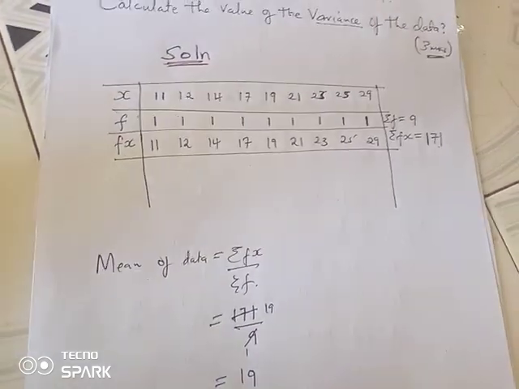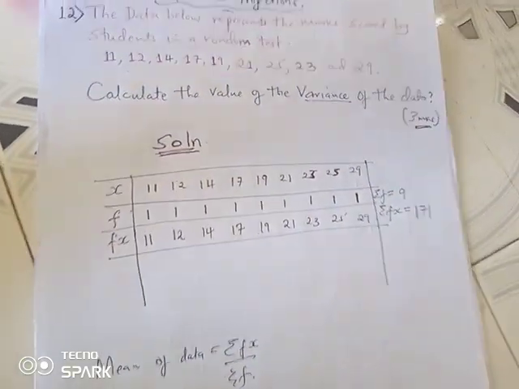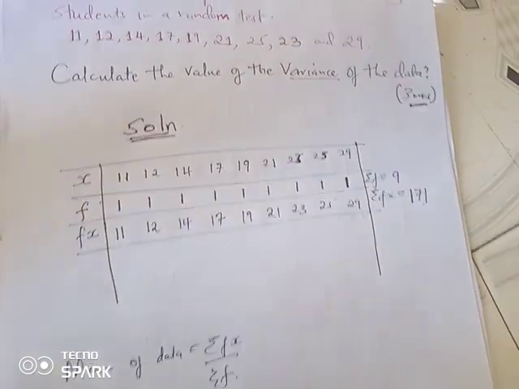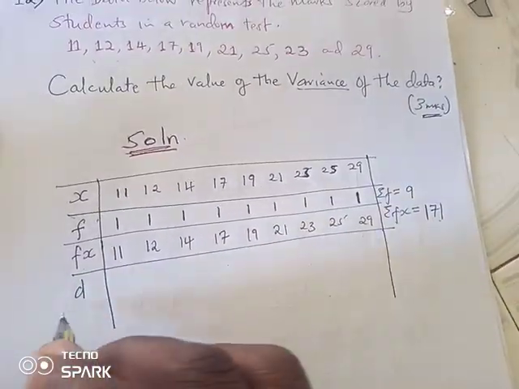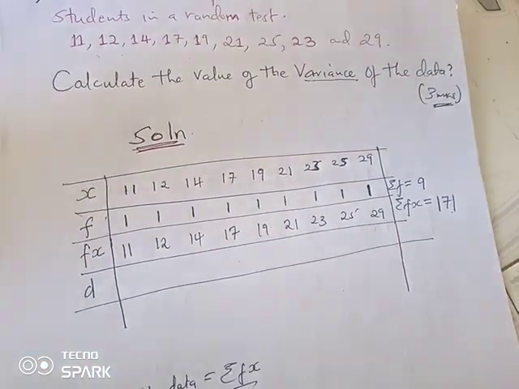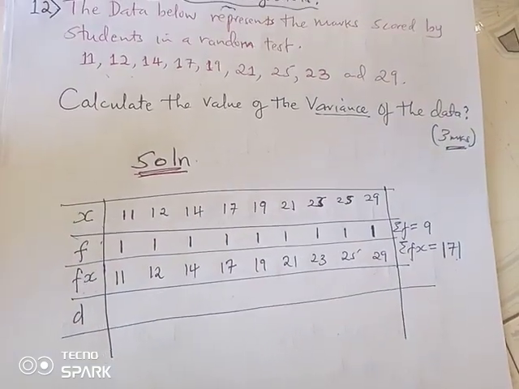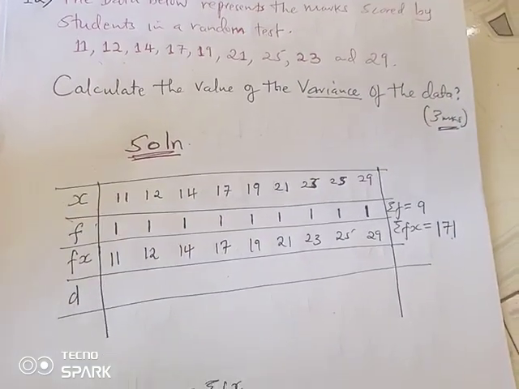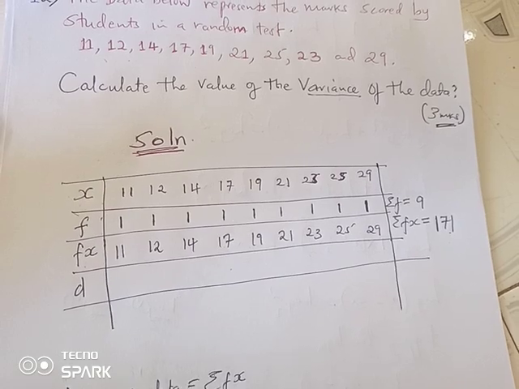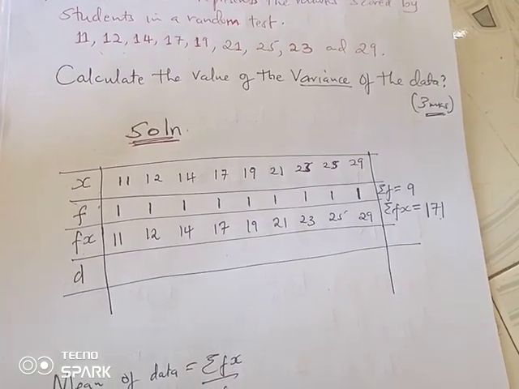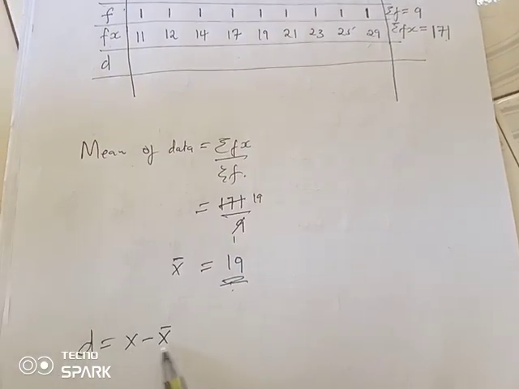So I want to use this mean to be able to get the deviation, D. D is the deviation from the mean. What is the deviation from the mean? To get D, we are going to say x minus the mean. So we get the D.